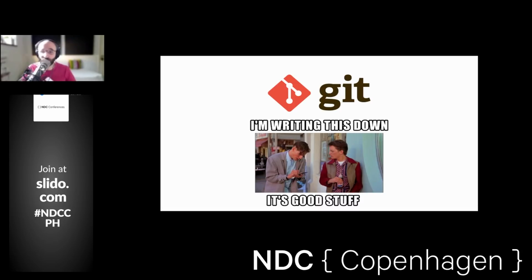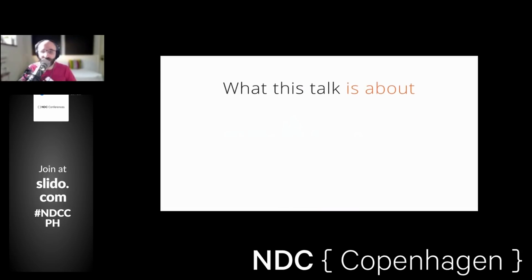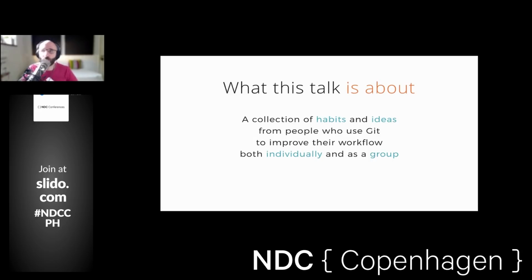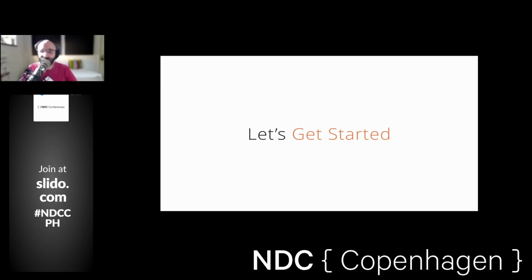So what is this talk about? It's a collection of habits, ideas, things to think about that are coming from people who use Git to improve their workflow. People who are really good at being productive using Git, and they do it both individually as well as in a team. So you can think of this talk as a collection of things that you can bring into your own experience and see how they apply to your workflow and to your project. So let's get started.